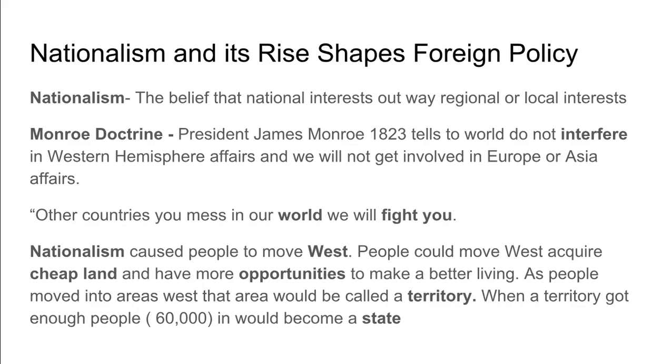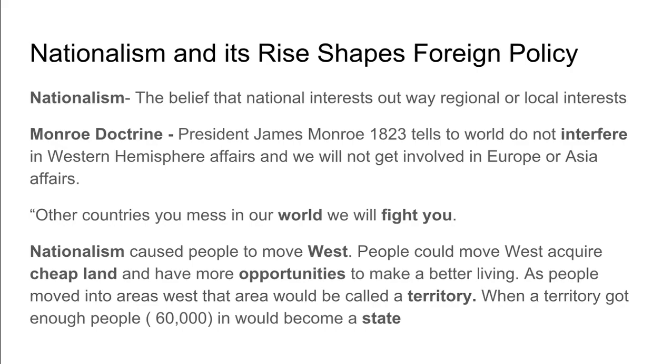it won't be long until we're into some places in Europe, and then we'll be doing the same thing in Asia. But for the time being, we tell the world, stay out of our backyard. And if you don't stay out of our backyard, then we're going to have a fight. And that's going to stay in place for the next 150 years.